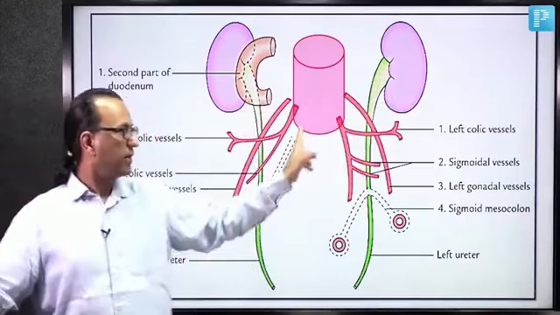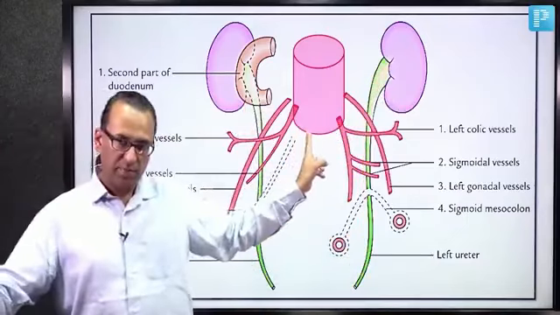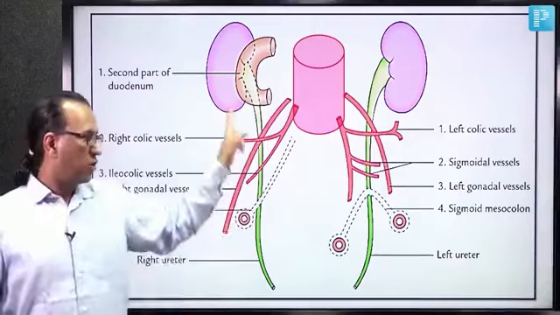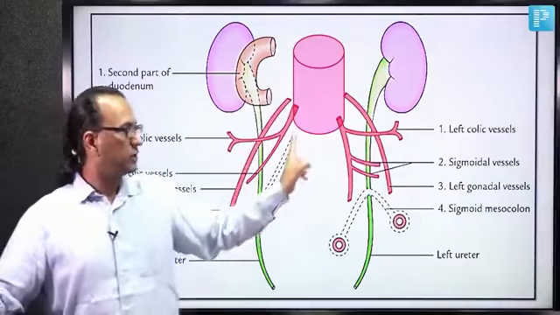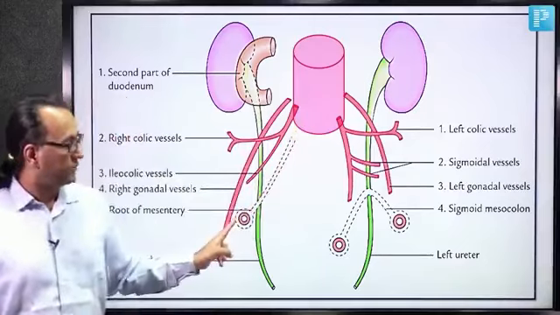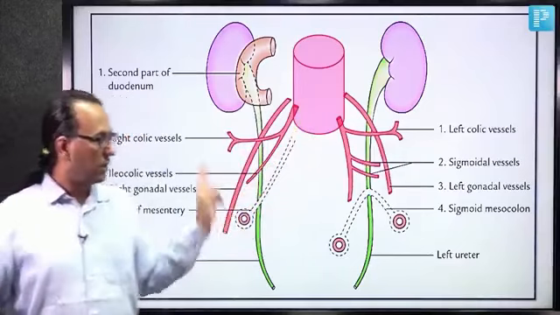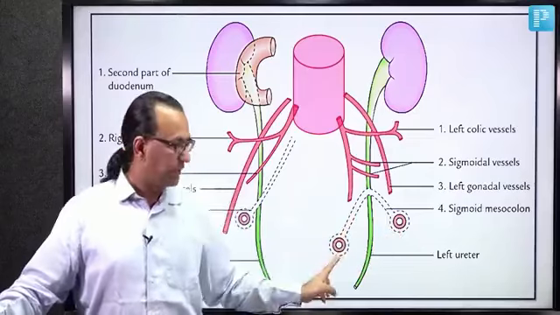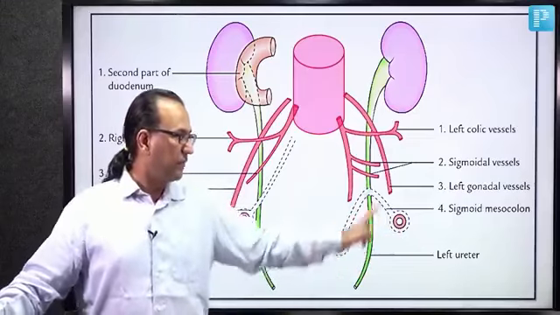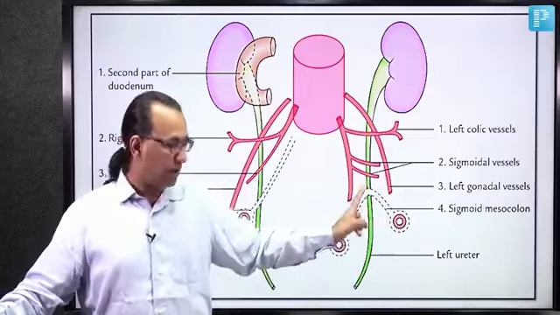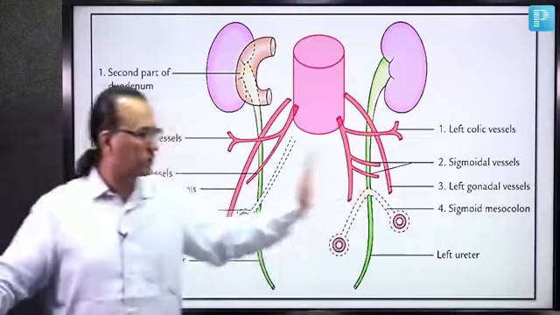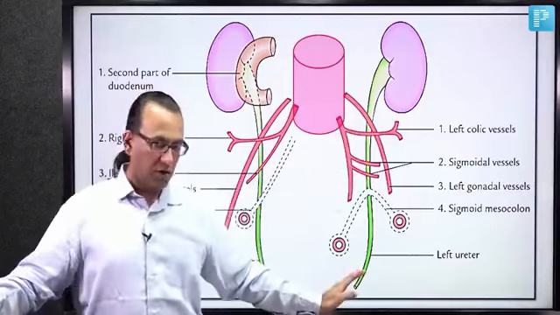The ureter is also crossed by the root of the mesentery, as you remember, but the root of the mesentery crosses only the right ureter because it runs from the midline to the right iliac fossa. It does not cross the left ureter. The left ureter is crossed by the sigmoid mesocolon at the pelvic brim, at the bifurcation of the common iliac artery into the external and internal iliac arteries. These structures are all anterior to the ureters.